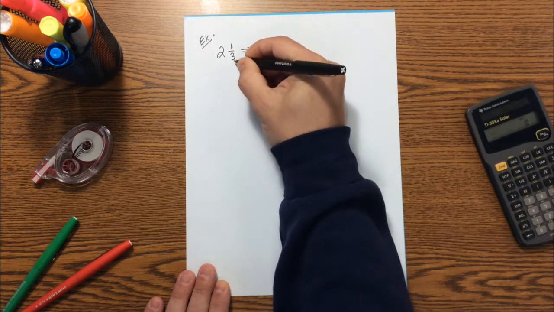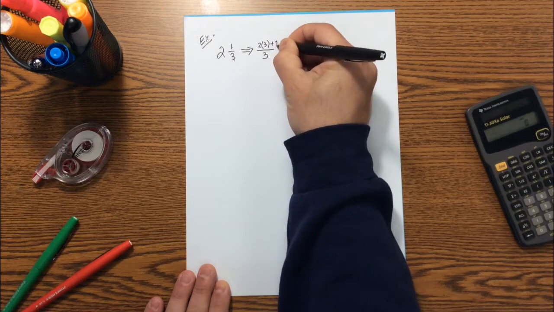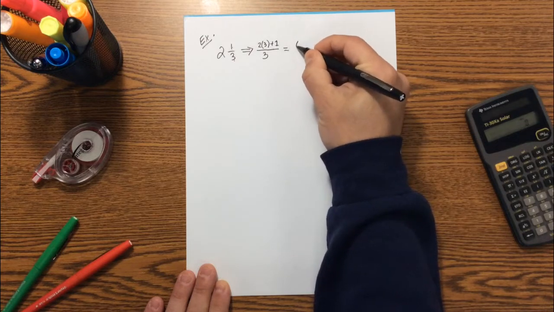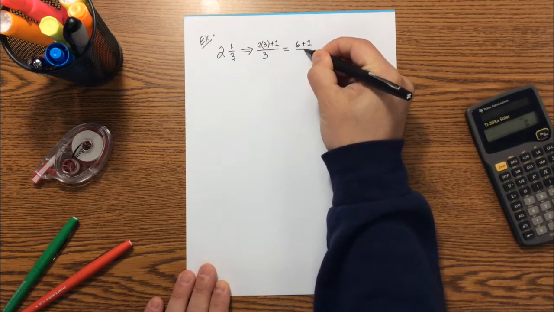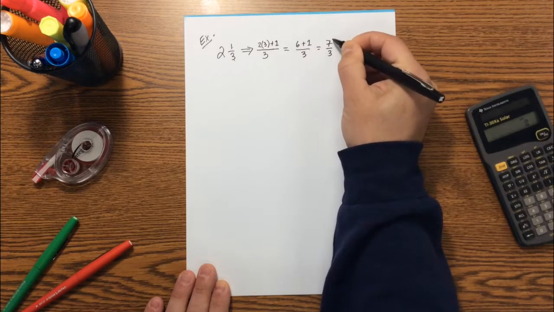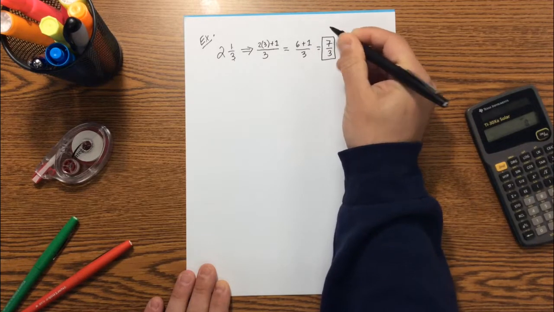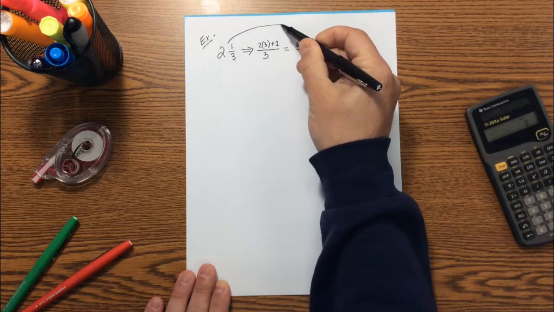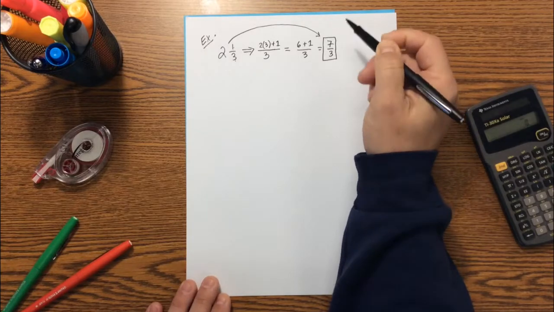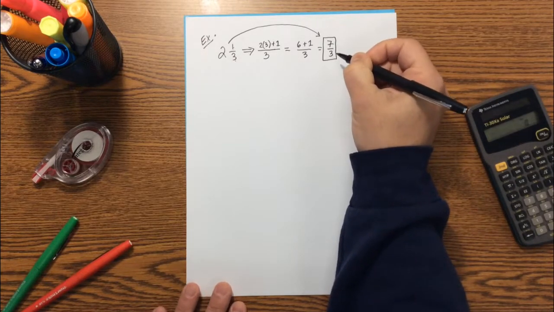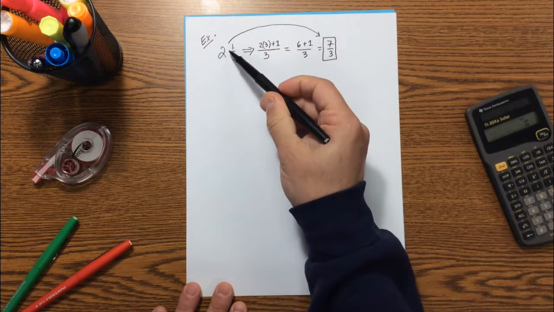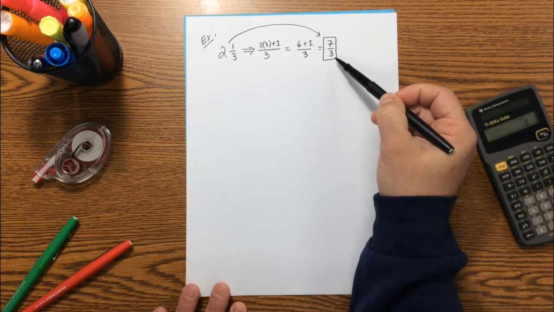2 times 3 plus 1. Okay? We know that 2 times 3 is 6. And then we know that 6 plus 1 is 7. So there you have it. You've now converted your mixed number into an improper fraction. Now this is key because in order to divide mixed numbers, you're going to have to change each of the mixed numbers into an improper fraction.